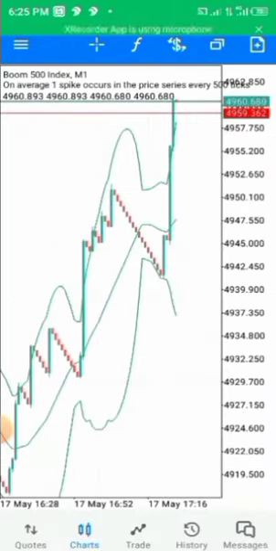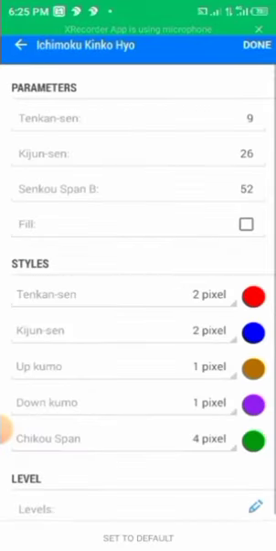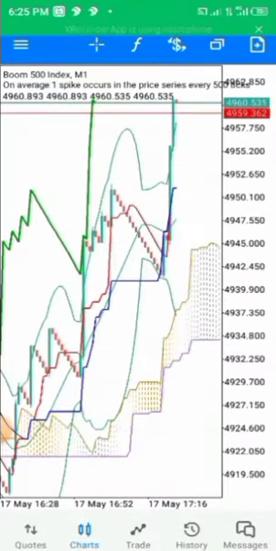Then you go to your indicator again. Click on Ichimoku Kinko. Just leave the setting the way it is, and you're done. Then you go back to your indicator.